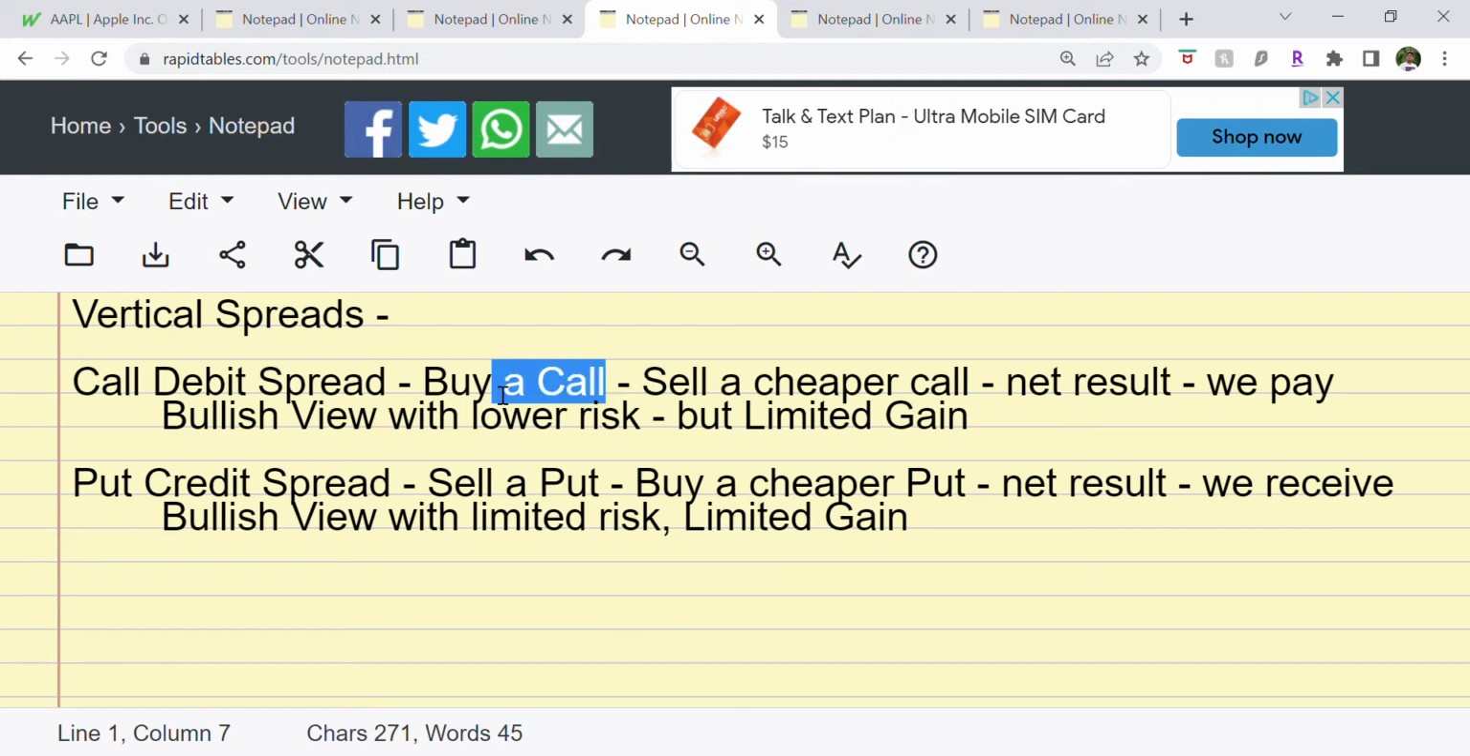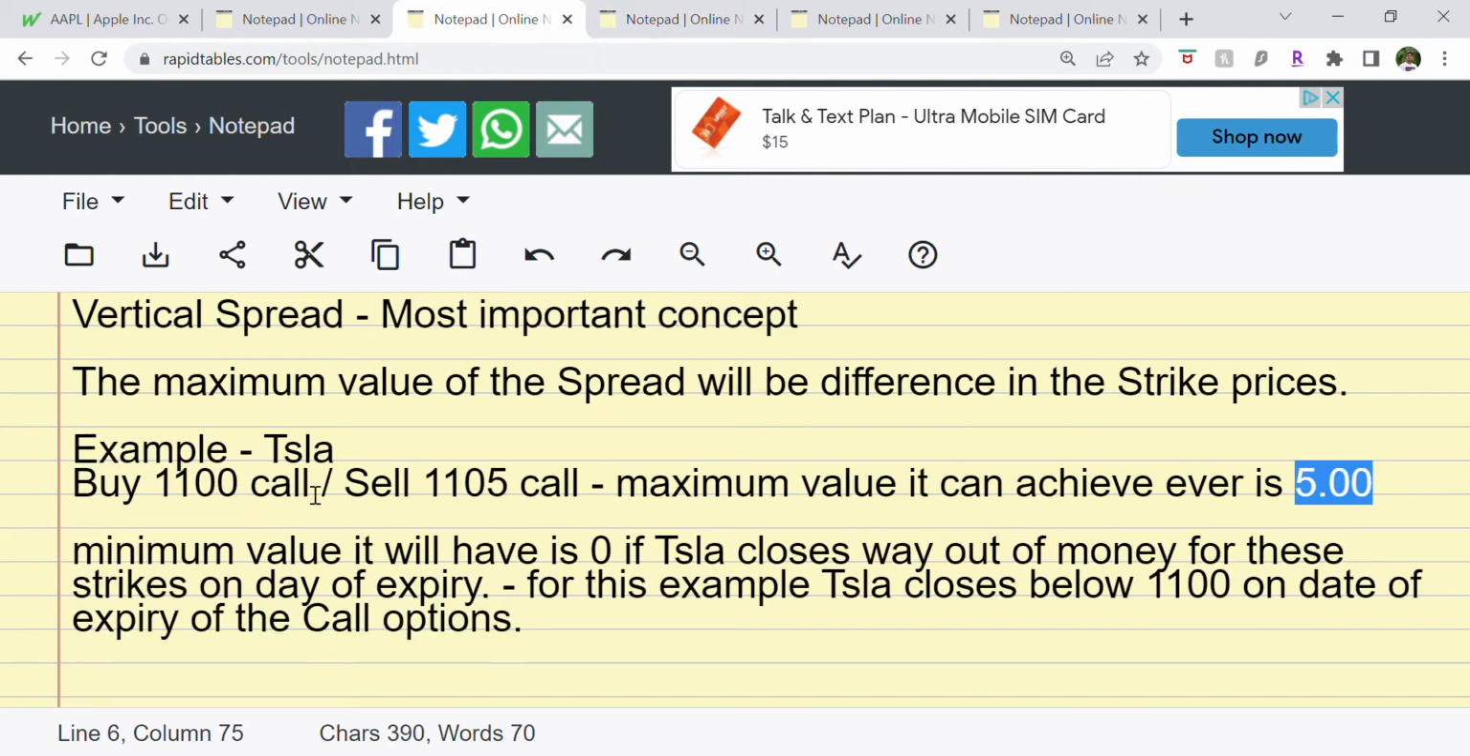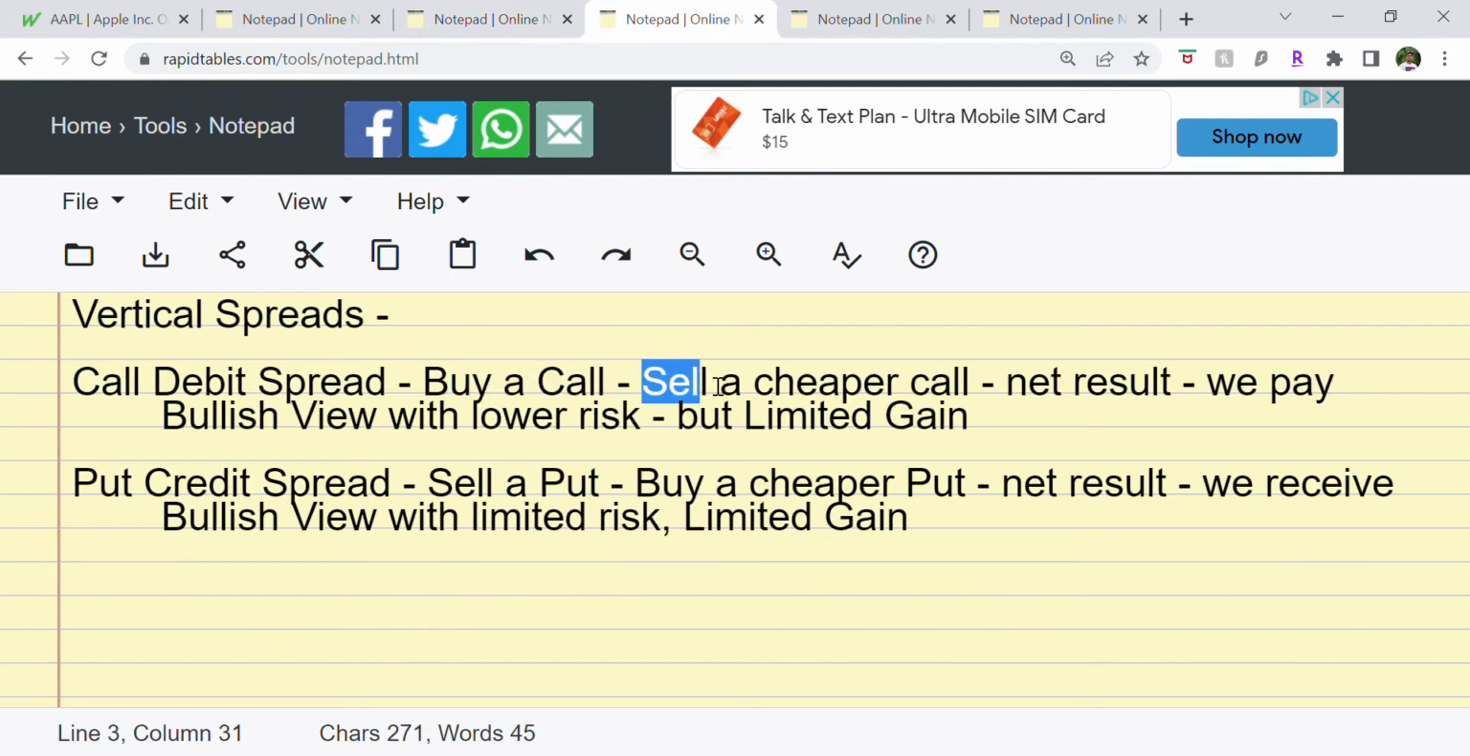It means you have purchased a call and you are selling a cheaper call. As I tried to explain with respect to Tesla in the previous slide, you purchased a 1100 call, which is the more expensive call. This call will be maybe say $40, just for example, of some expiry in the month of May. And you are selling a cheaper call.